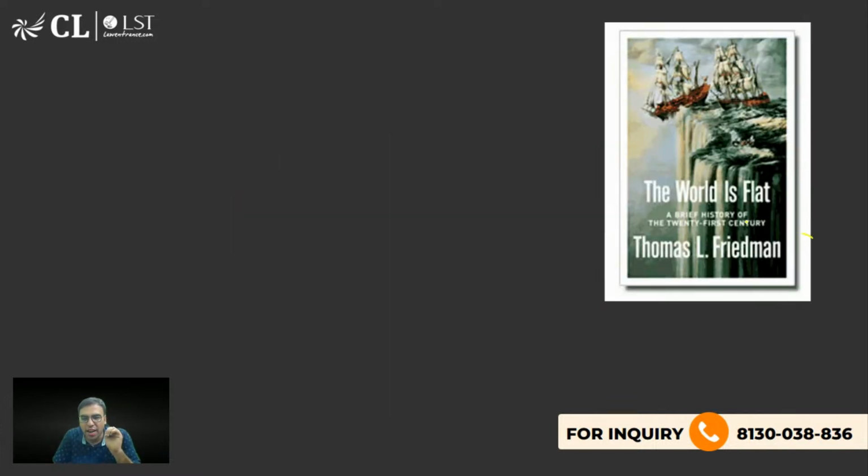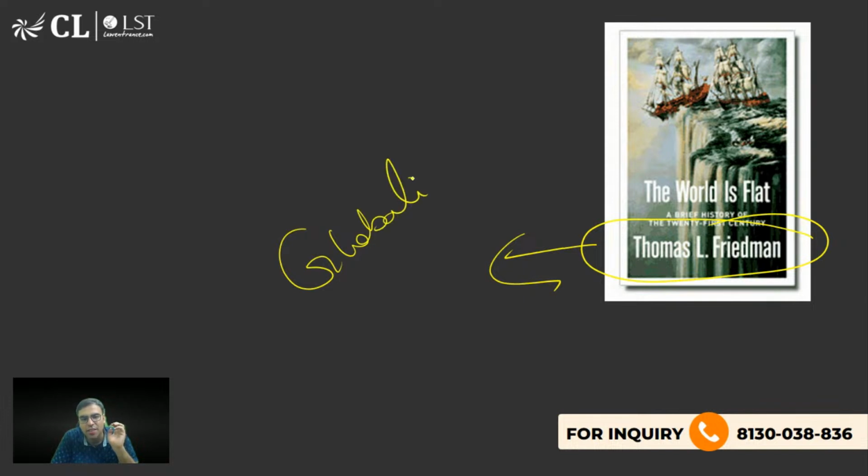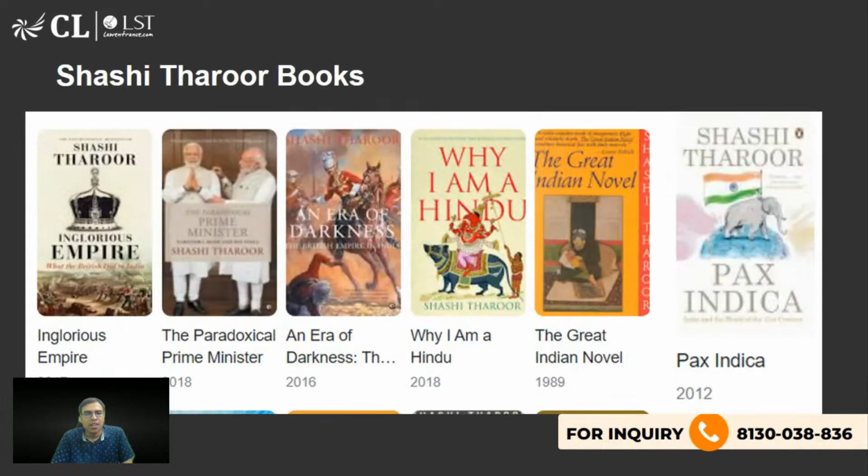The World is Flat is a book written by Thomas Friedman, a very famous economist who talked about the concept of globalization. These all are actually examples of globalization. World is flat means they are referring to globalization. They are pro-globalization scholars. Thomas L. Friedman. Then of course the famous books of Shashi Tharoor.